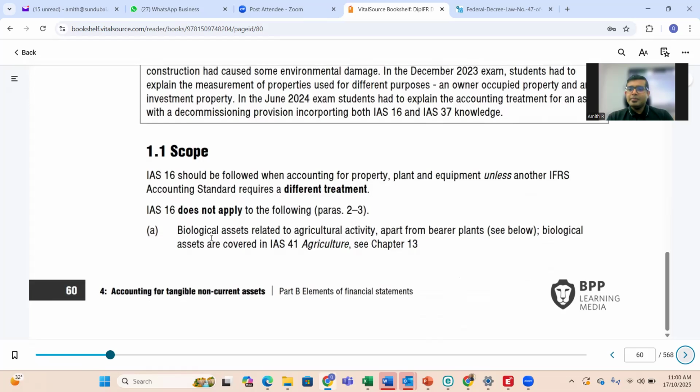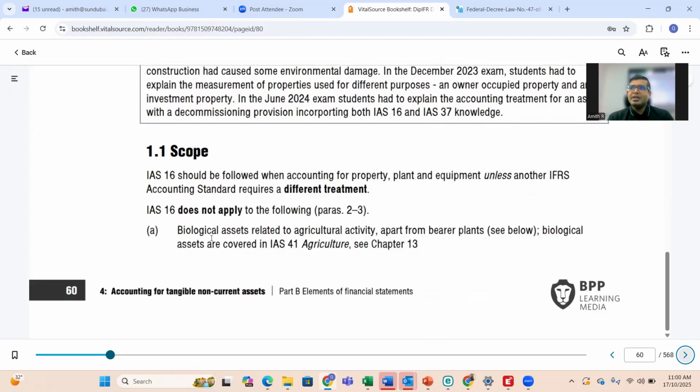Bearer plant is something which is considered as a PPE. Now, let's say that you have a big plantation of grapes. You have vineyards, or let's take an Indian example for this. Let's say that we have a lot of mango trees. Our major business, core income generating business, is selling mangoes. And we grow it in our own premises.